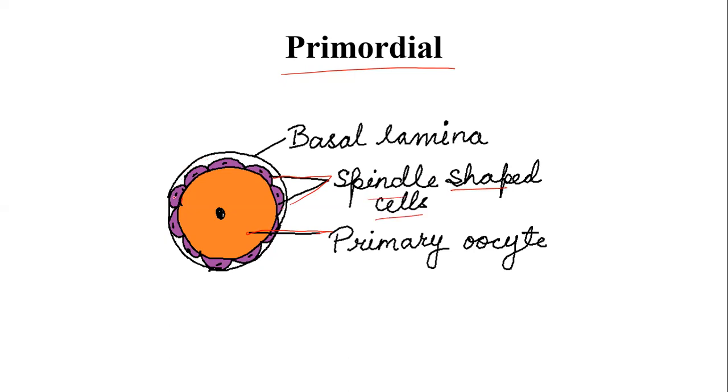Basal lamina is nothing but the condensation of the matrix. Condensation of matrix means the substance in which the cells are embedded in the ovarian tissue gets condensed, and this forms the basal lamina. So this is the very earliest phase of the follicle, that is the primordial follicle. It is very small in size, roughly around 29 micrometers.